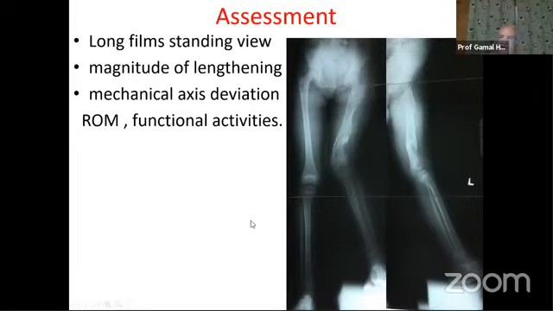And I wonder why many people go to the orthopedic surgeon with a deformity due to a benign tumor, and they ask them to wait and wait and wait. And they tell them this is the wisdom of waiting. There is no wisdom in waiting. Why? Because you are going to develop a secondary deformity. And when you want to treat a primary deformity, you have to treat a secondary deformity. So if the patient waits, he's going to have more troubles. Also, the magnitude of shortening, the mechanical axis deviation, the range of motion, and functional activities.